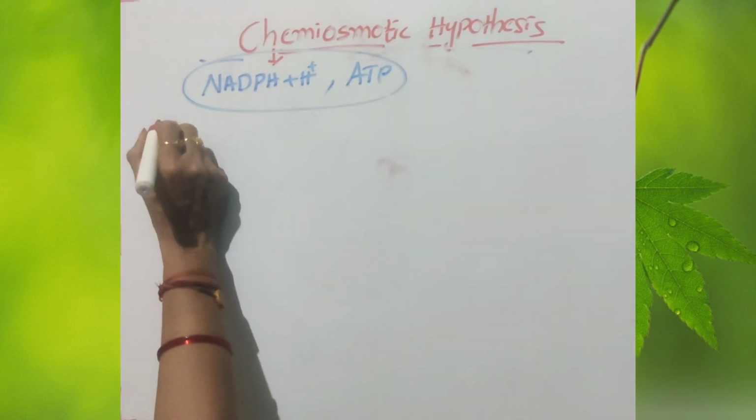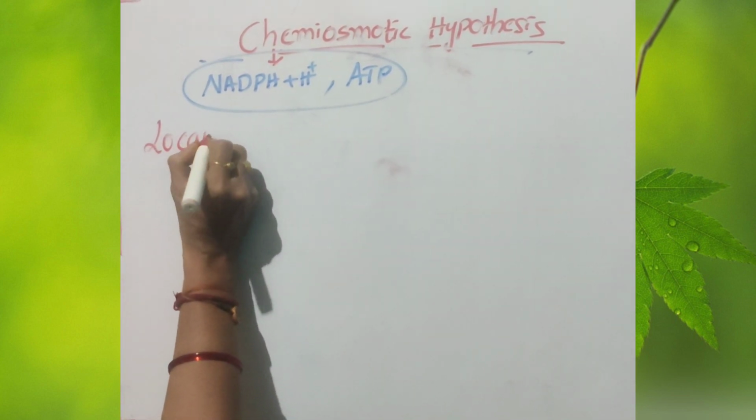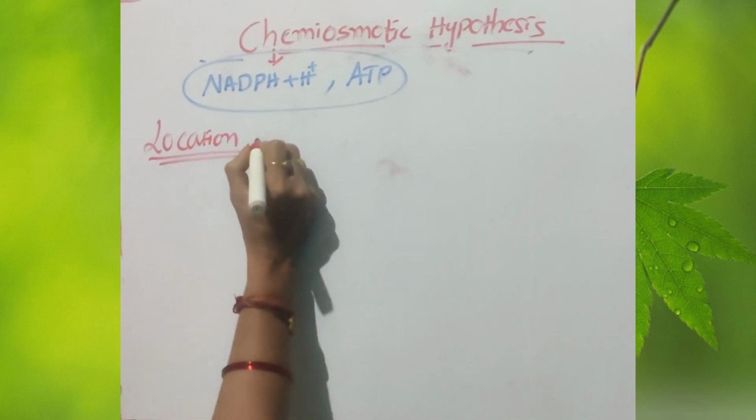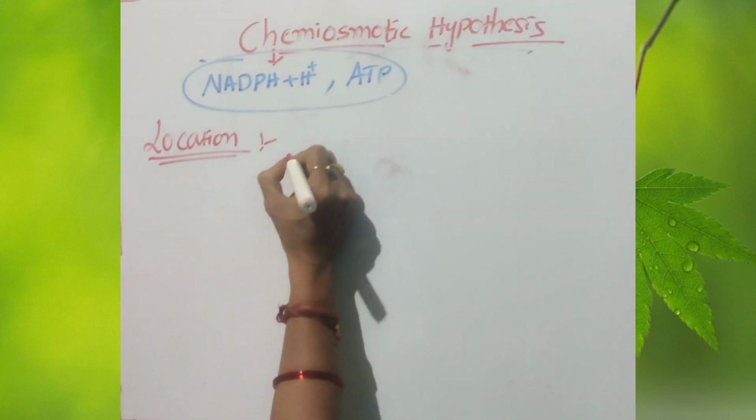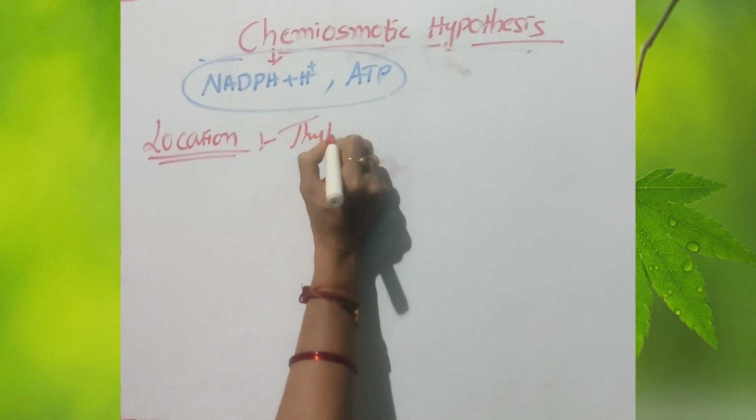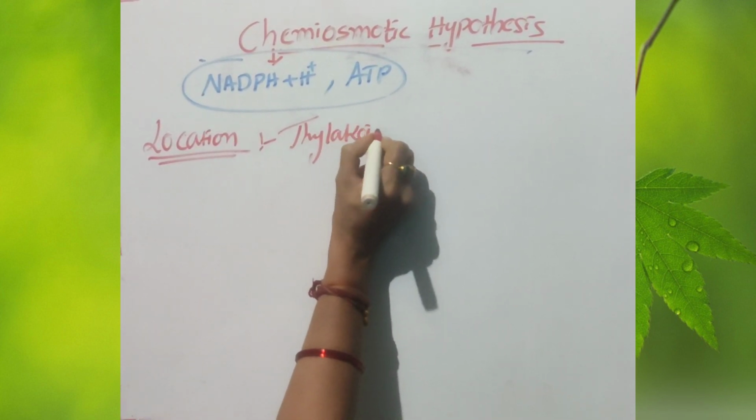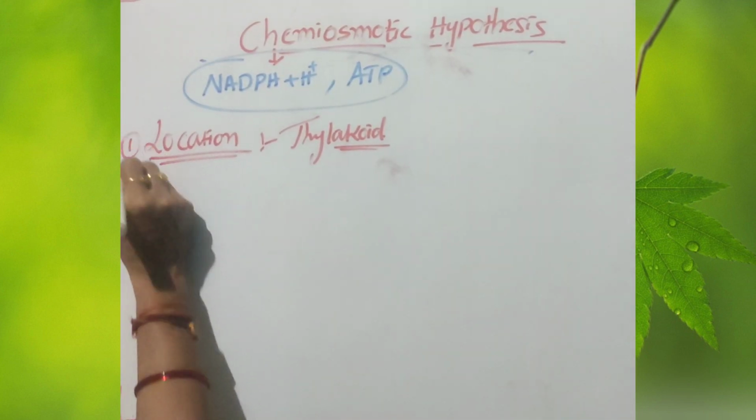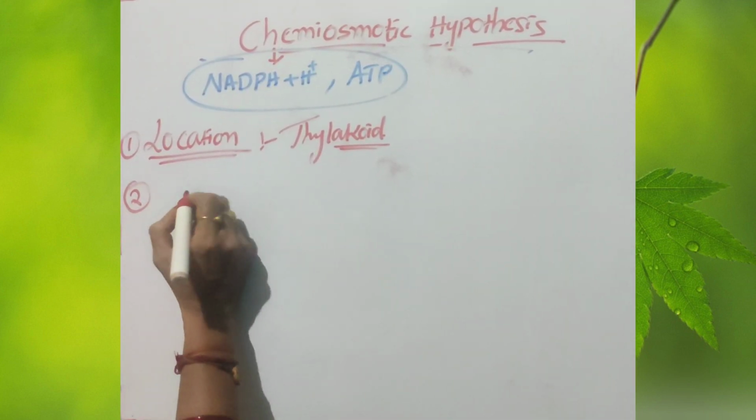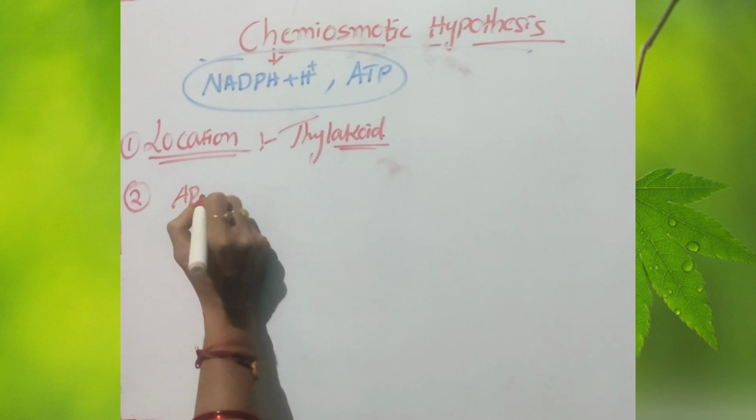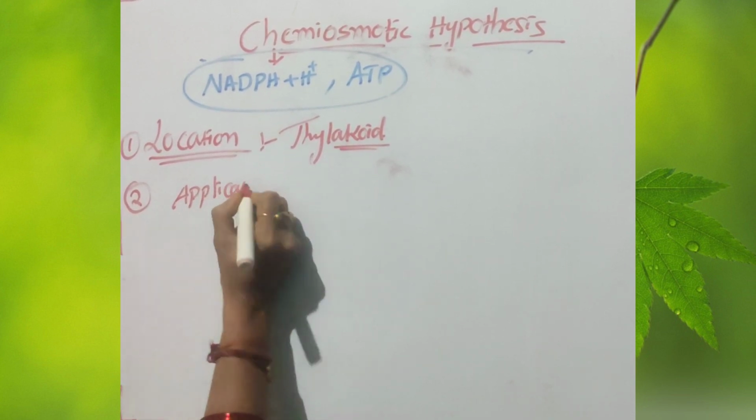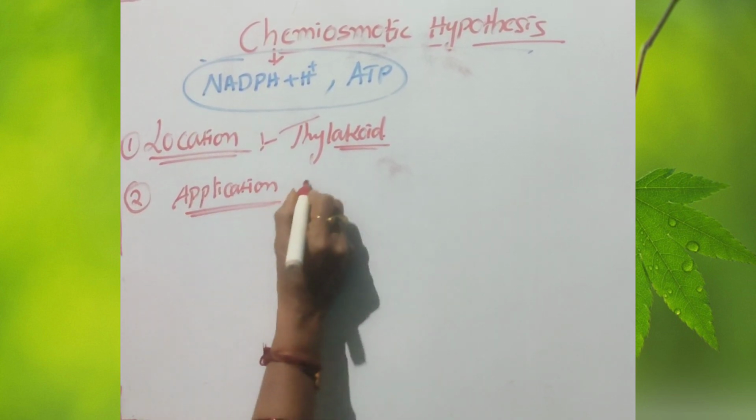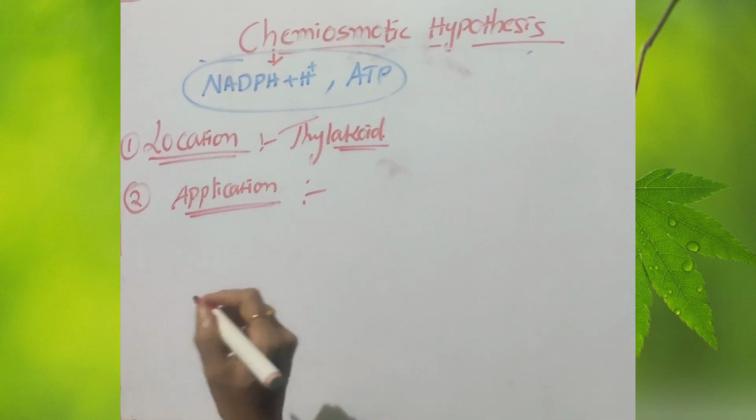Next, the exact location of the chemi-osmotic hypothesis is the thylakoid. What is the location of the chemi-osmotic hypothesis? Thylakoid. Thylakoid is a very important location for the chemi-osmotic hypothesis. The second one is the application. Application means the importance of the chemi-osmotic hypothesis. What is the main application?